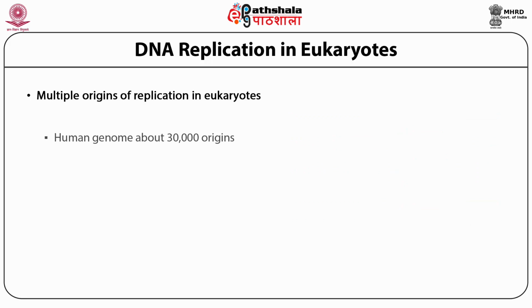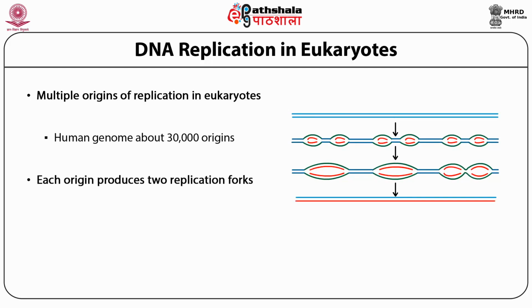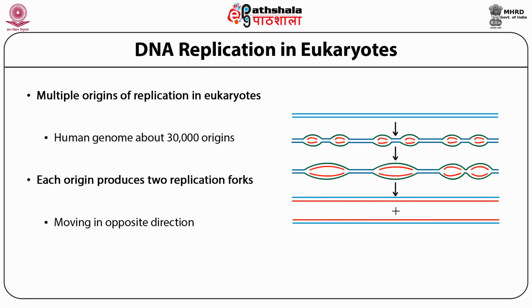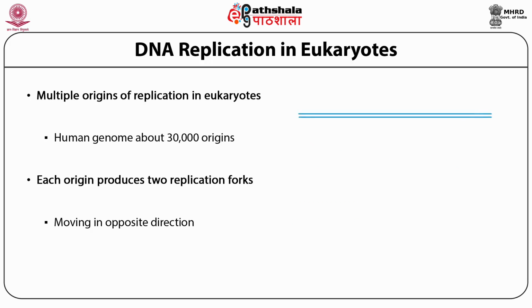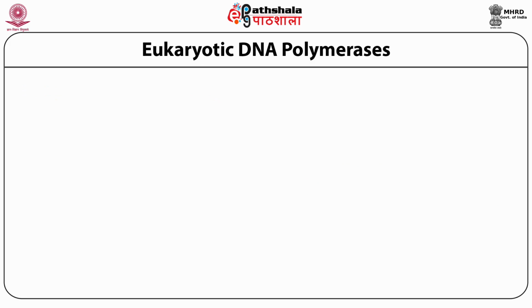For example, the human genome alone has 30,000 origins of replication, whereas there is only one in the case of prokaryotes. And each origin produces two replication forks, and they move in opposite directions. So, because of the enormity of the eukaryotic genome, there are multiple origins of replication for DNA replication. Now, coming on to eukaryotic DNA polymerases.